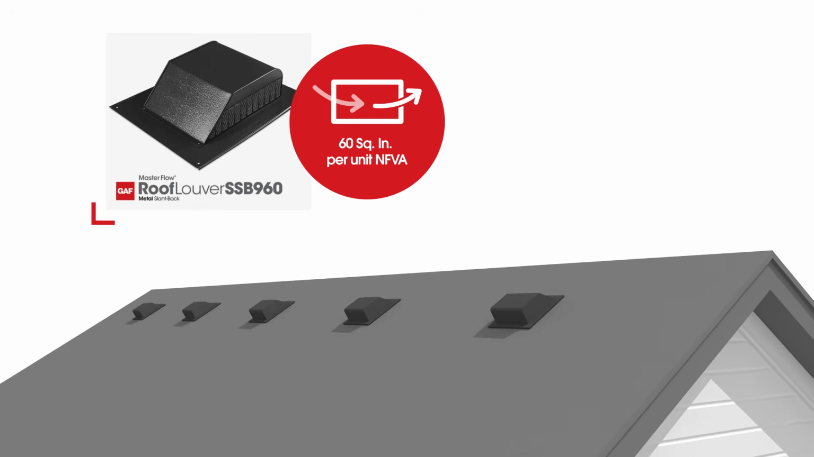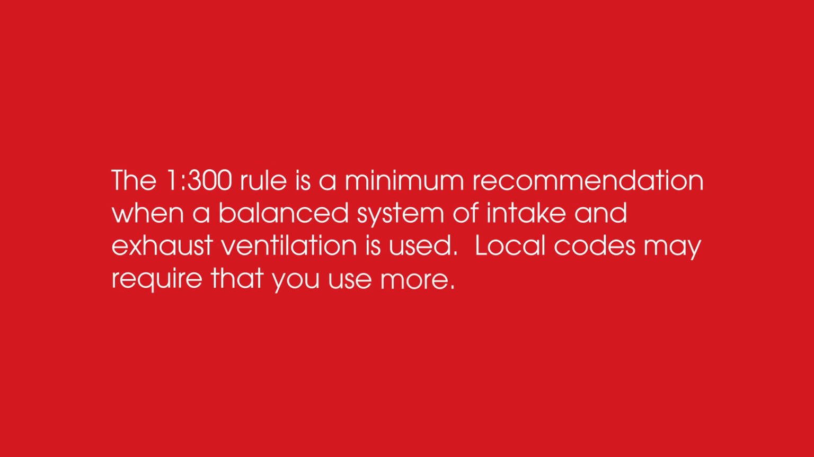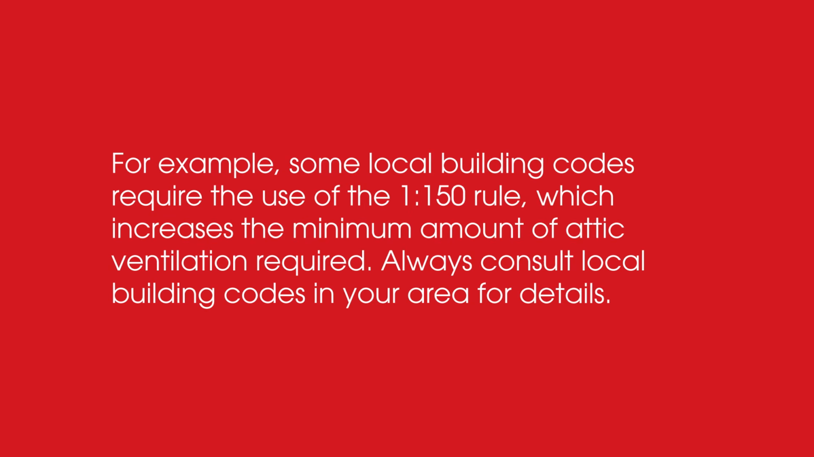Please note that the 1 to 300 rule is a minimum recommendation when a balanced system of intake and exhaust ventilation is used. Local codes may require that you use more. For example, some local building codes require that you use the 1 to 150 rule, which increases the minimum amount of attic ventilation required. Always consult local building codes in your area for details.